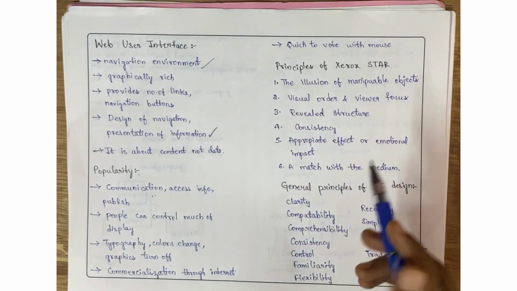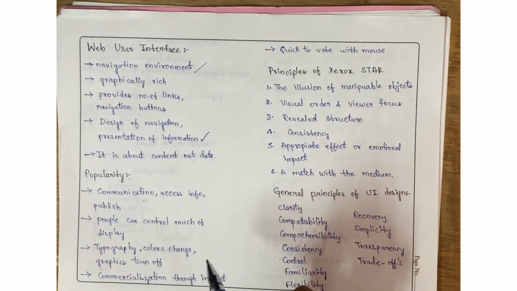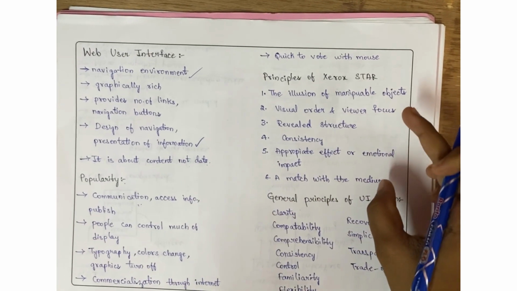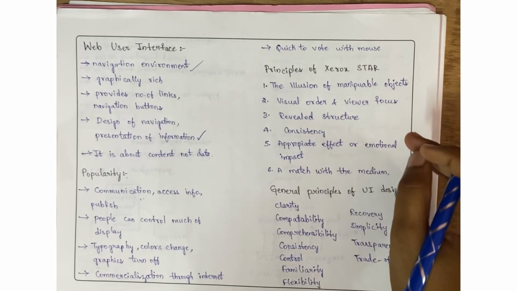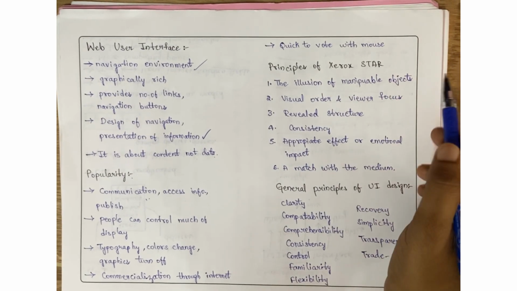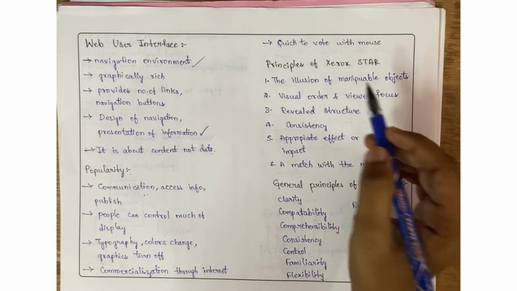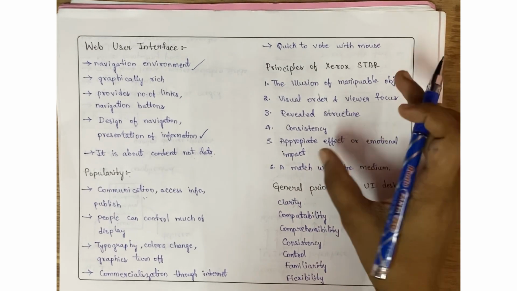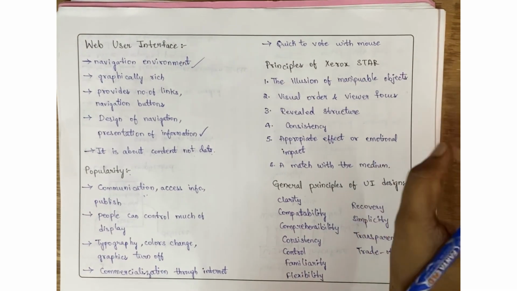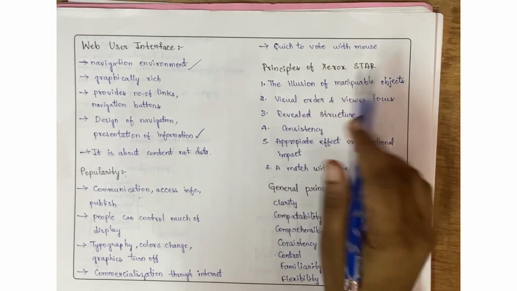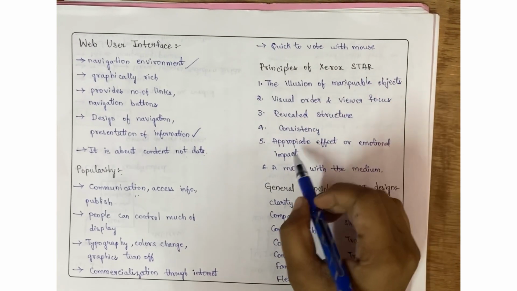And coming to the last topic, general principles of user interface design. In this we have the Xerox Star, which includes 6 principles. That is the illusion of manipulable objects, visual order and viewer focus, revealed structure, consistency. For these things I'm not providing any detailed explanation, but I hope you can understand them from the titles.